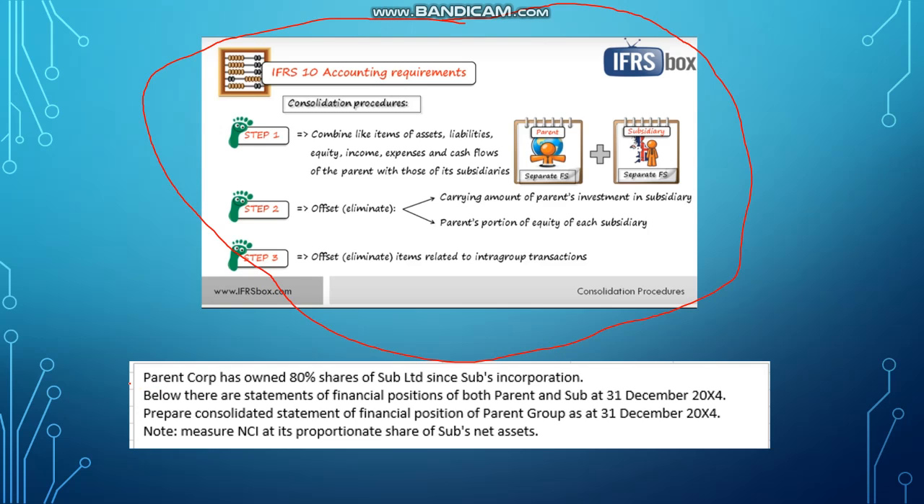Now, a statement of financial position is quite like our balance sheet that we have. Because this is such a simple example, we will only be looking at the statement of financial position and not the income statement. And one note to look at is that the measure of non-controlling interest is at its proportionate share of subsidiaries' net assets. Now, this proportionate share idea is actually a different method of accounting for non-controlling interest in the International Financial Reporting Standards.